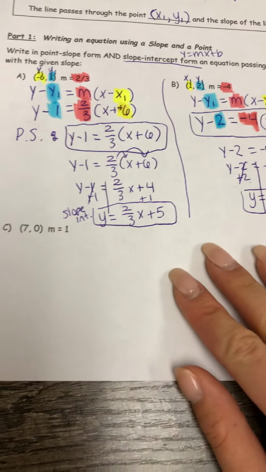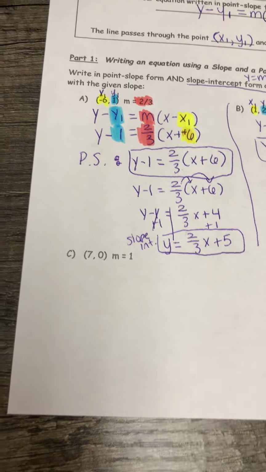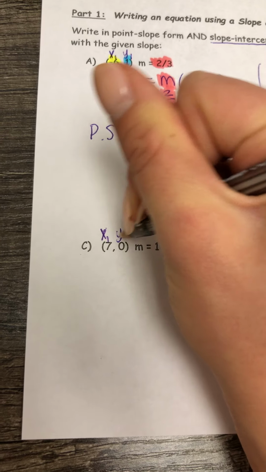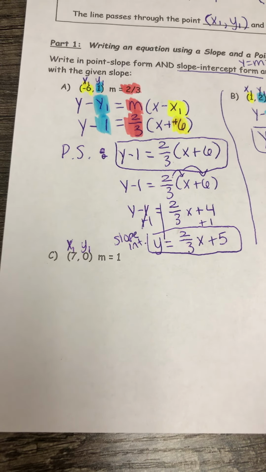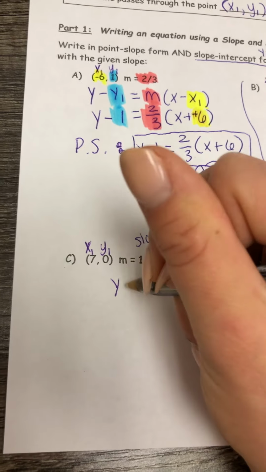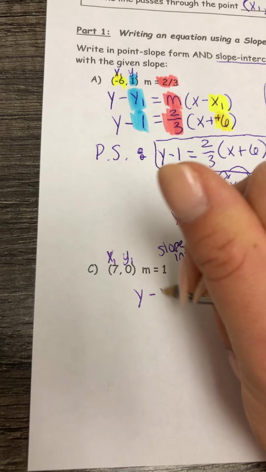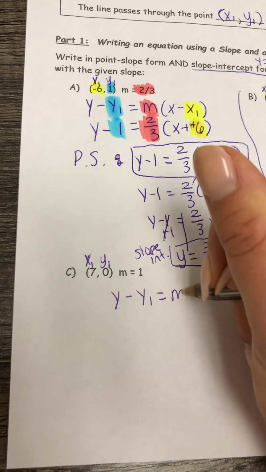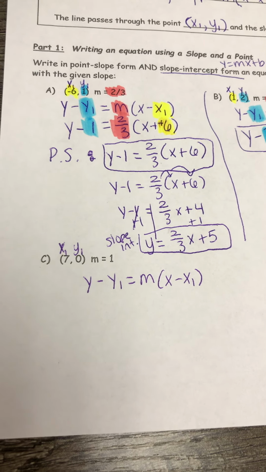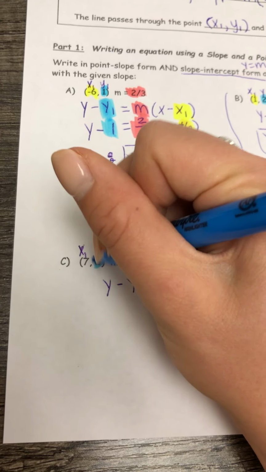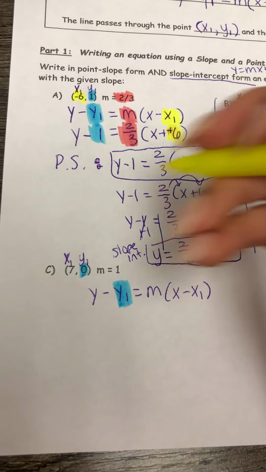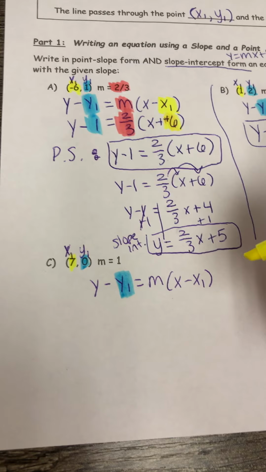All right, moving on to letter C. I have an ordered pair of 7, 0, so that would be x1, y1, and then a slope of 1. I'm going to rewrite my point slope form equation, which is y minus y1 equal to m times the quantity x minus x1. And I'm just going to highlight again to show you where we're replacing everything.